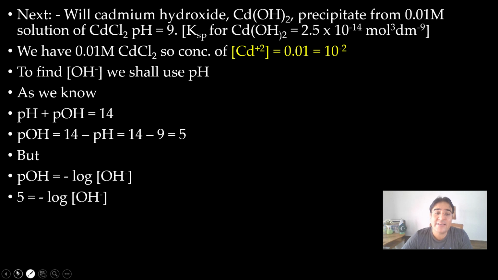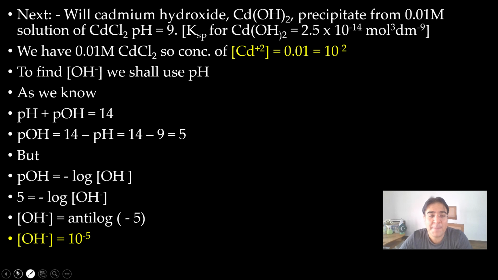So if pOH is 5, how can you find the OH minus concentration? You get the antilog of minus 5, which is 10 power minus 5. Simple and easy. If pH is 9, 14 minus 9 is 5, the ions are 10 power minus 5. If the pH was, let's say, 10, it would be 4, 10 power minus 4. You can easily predict this one, okay? That is the OH minus ion concentration.